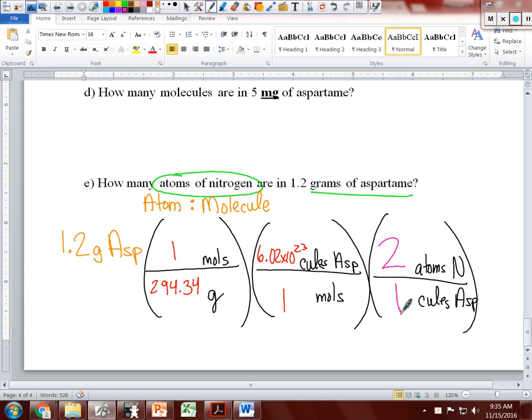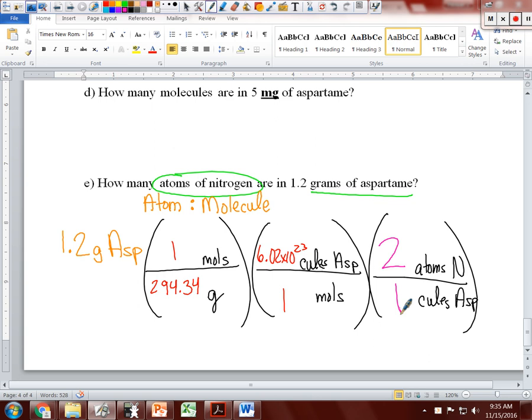If the question had been rewritten asking you about carbon, would it change the first step? Would it change the second step? Would it change the third step? What would it change it to? Very good. What if it asked about oxygen? What would it change it to? 5. So do you see what we're dealing with?